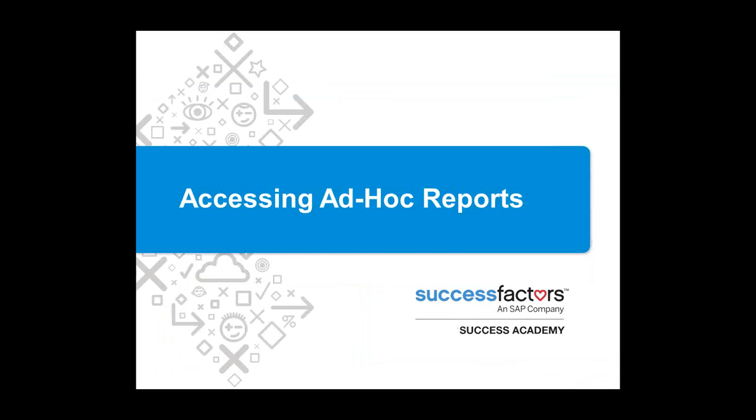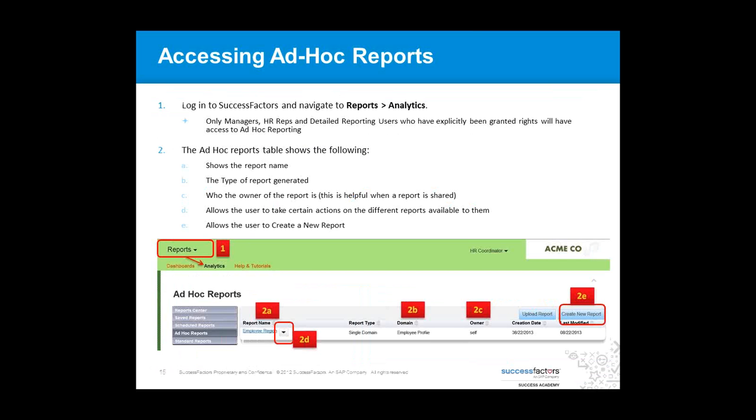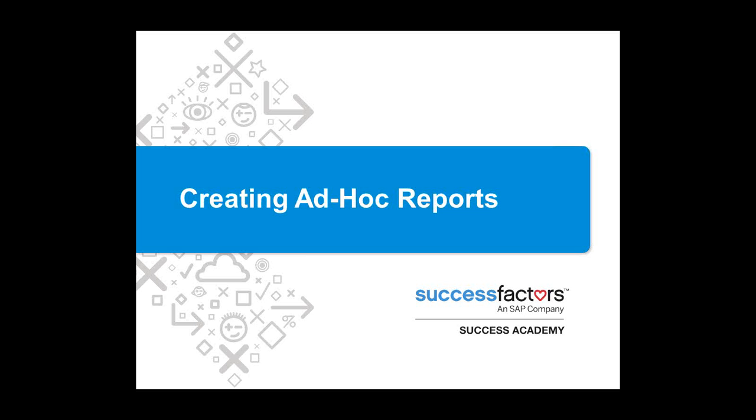For accessing the ad hoc reports, you can log on to the SF instance, go to the reporting analytics tab, and you can select the report name, type of reports, and who the owner is, and you can also create a new report as well. Creating ad hoc reports.